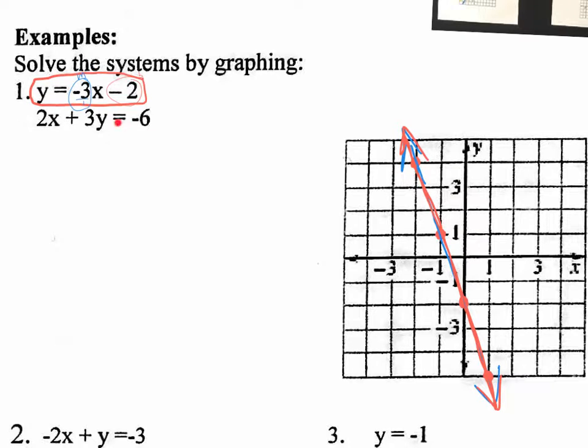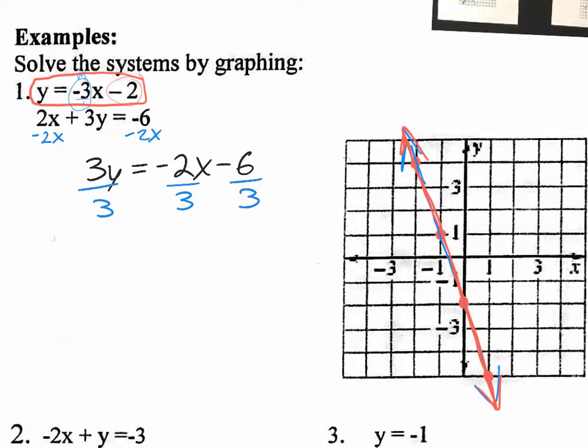Okay? Now the other one, I still need to graph it, and the other one's in standard form, not slope-intercept form. So let's get in slope-intercept form. Let's get y by itself. So I'm going to subtract 2x, and I'm going to rewrite it. It's going to be 3y. By the way, you guys should be following along on your notes right here. 3y equals negative 2x minus 6. And then I'm going to divide by 3 to get the y by itself. So my final slope-intercept form equation for the bottom equation is y equals negative 2/3 x minus 2.